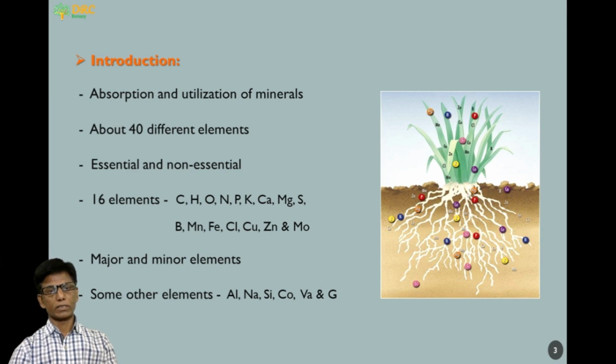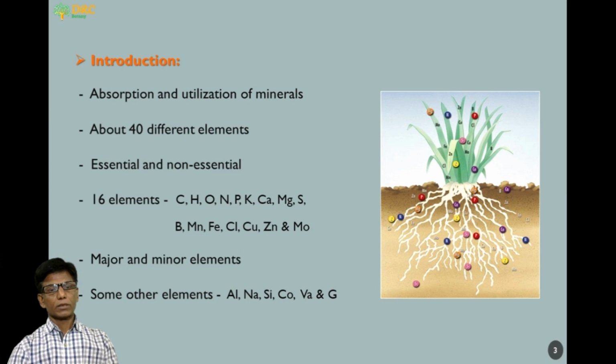called as non-essential elements. For the normal growth and development of the plants, 16 elements are essential. These are carbon, hydrogen, oxygen, nitrogen, phosphorus, potassium, calcium, magnesium, sulfur, then boron, manganese, iron, chlorine, copper, zinc and molybdenum. These are the 16 essential elements.